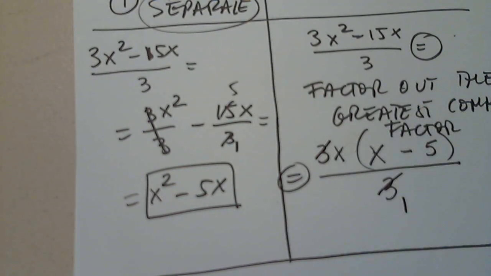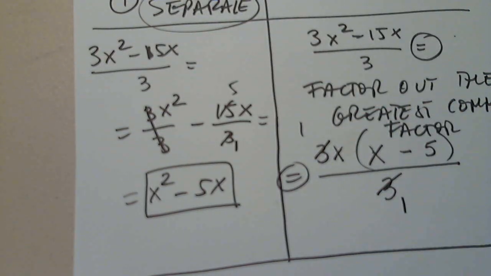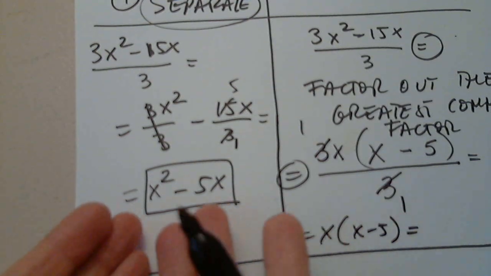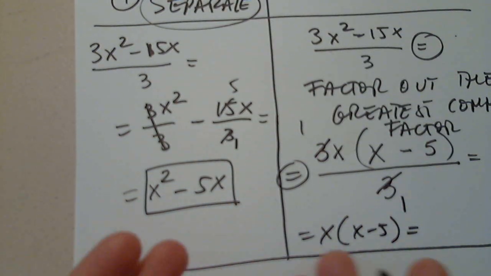Excellent. So the answer is x quantity x minus 5. If you want to show that it's the same, just distribute.